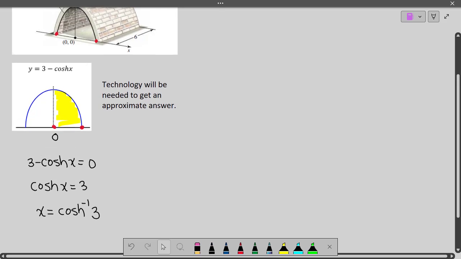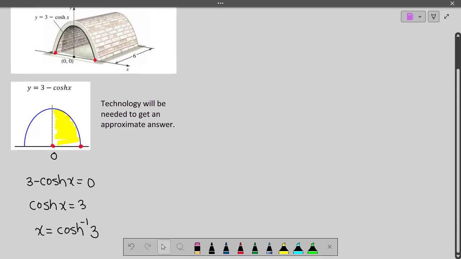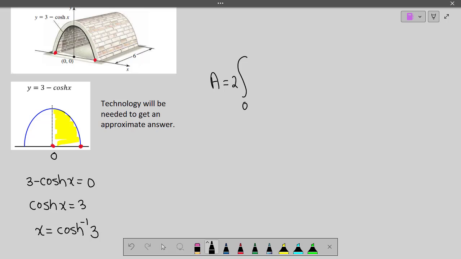So our integral is going to be for the area. Let's just do the area of the face for a moment. The integral is going to be 2 multiplied by the integral from 0 to inverse cosh of 3 of, we're integrating the curve, 3 minus cosh of x dx. So that would be the area of the face.